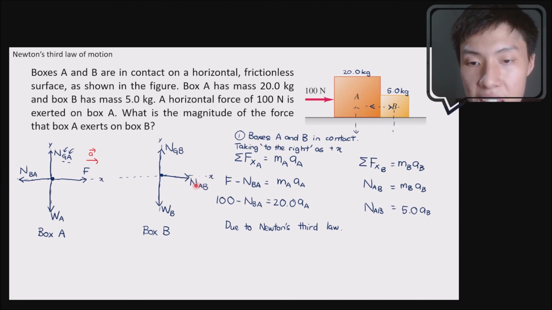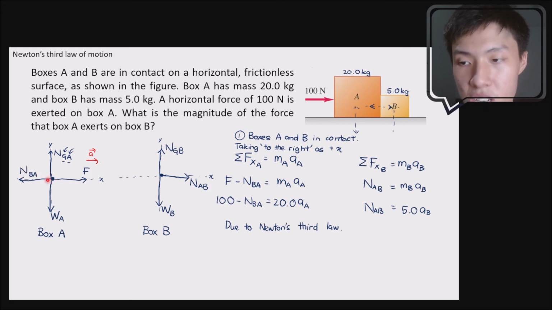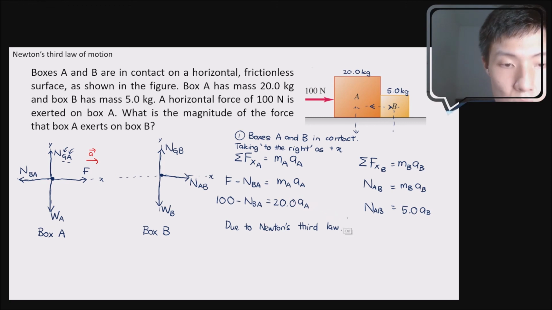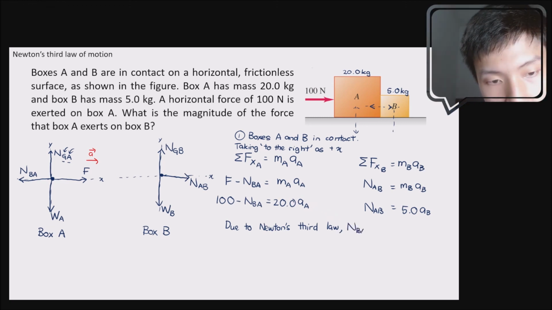So this is A on B, this is B on A. So they form a pair. Because they are a pair, they should be opposite direction. This one left, this one right, and they should have the same magnitude. So because it's the same magnitude, we can write NBA equals NAB, and let's just call it N, to make things simpler.